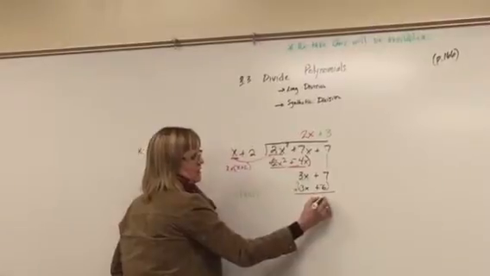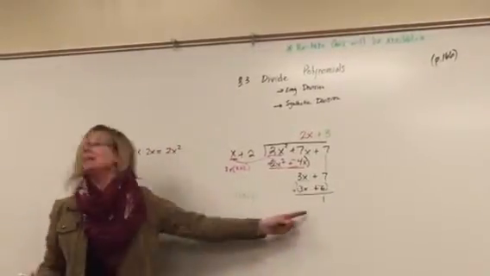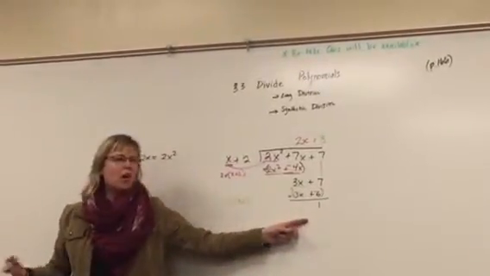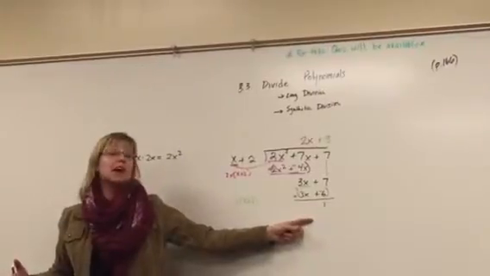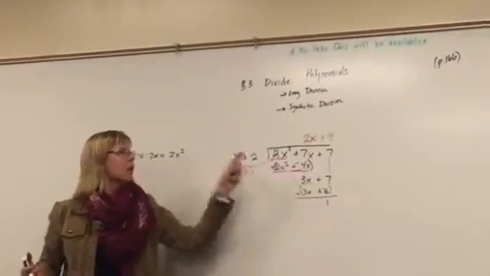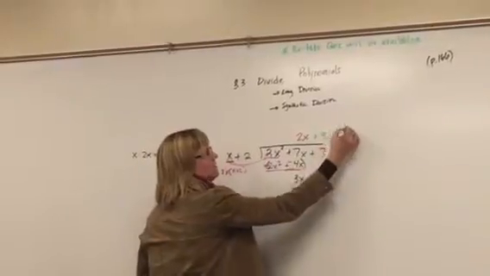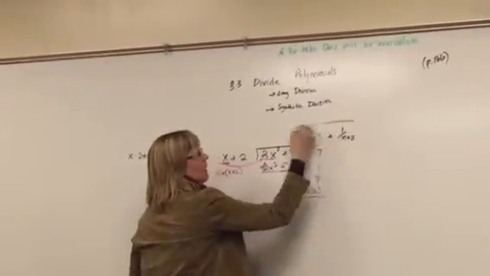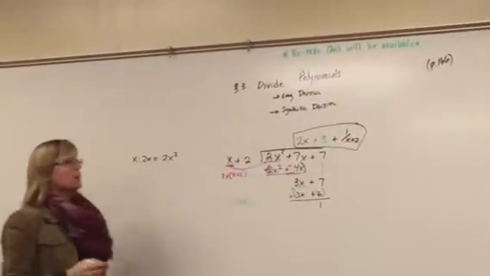7 plus a negative 6 is a 1. So I have a remainder of 1. I don't put r period 1. I'm going to write it as a fraction, like we did with our daily math. 1 over this. 2x plus 3 plus 1 over x plus 2.